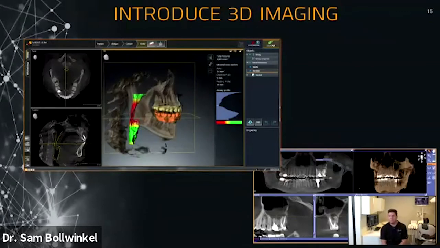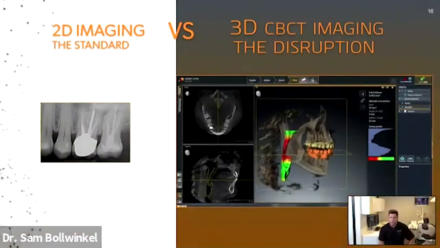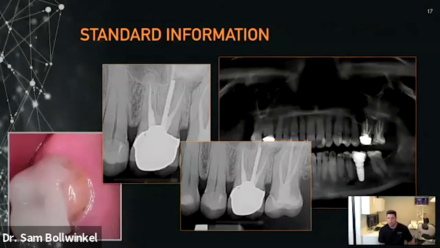Let me introduce what a 3D image looks like. So 3D image versus 2D image: 2D image on the left, 3D image on the right. If you guys can see that, it's quite a bit more involved, obviously. Let me show you what I'm talking about. This is an example like Dr. Timothy was talking about earlier. This patient showed up with a broken crown, right?